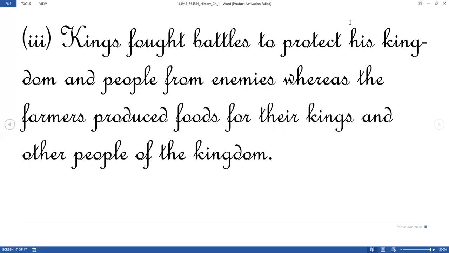Kings fought battles to protect their kingdom and people from enemies, whereas the farmers produced food for the kings and other people of the kingdoms. So over here, there is nothing but difference, but the difference is of the thing they do. They both do the same work. They protect their kingdom, but in different ways. How?